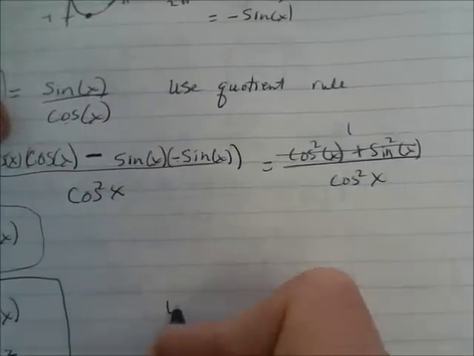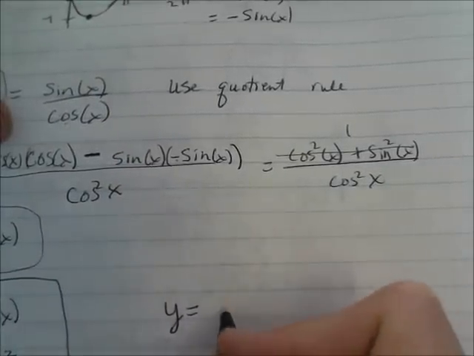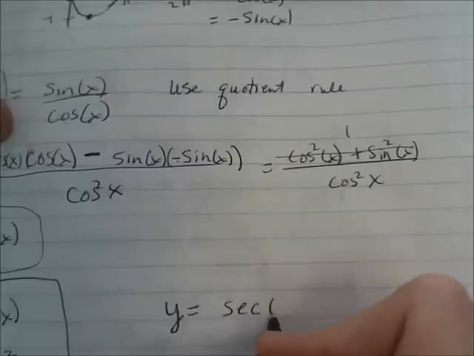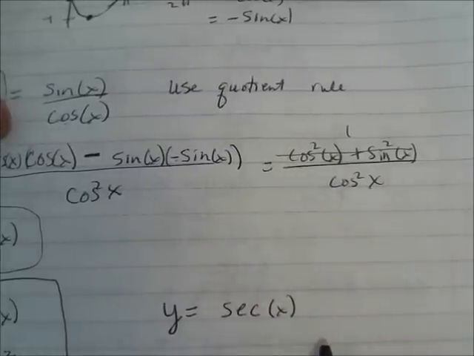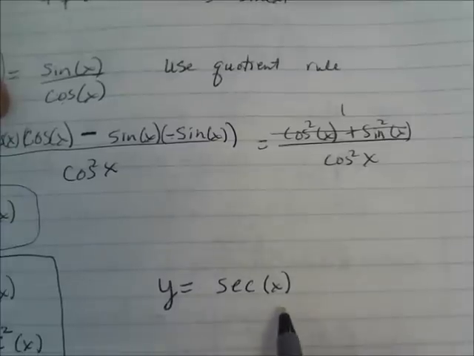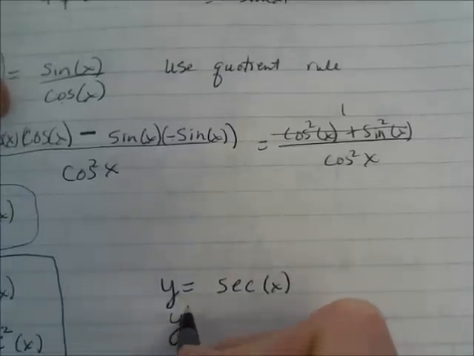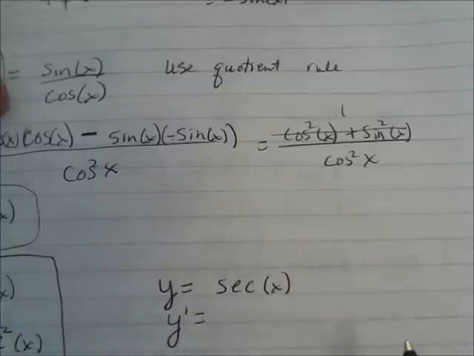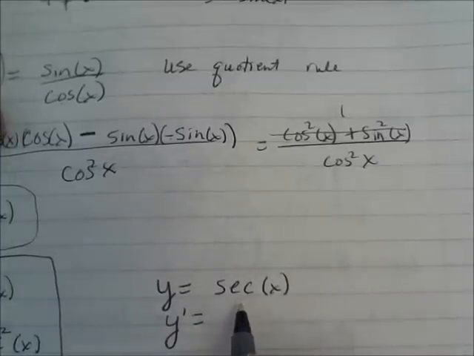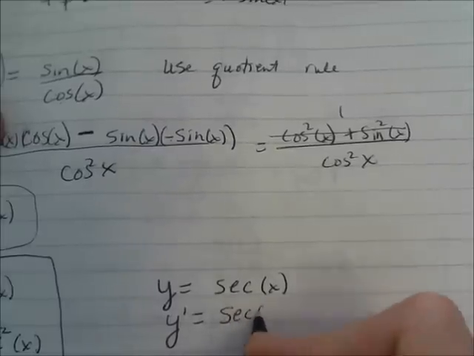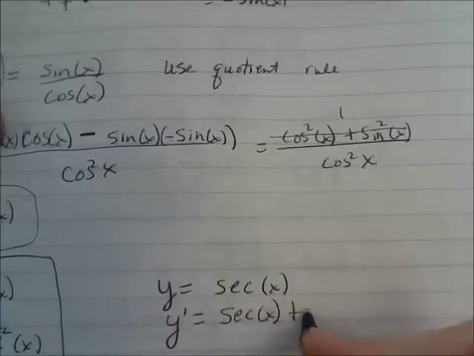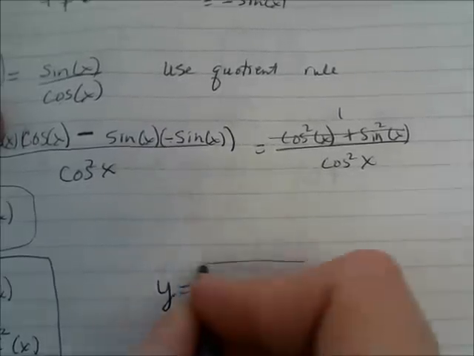The next one is y is equal to, let's say we are given the secant of x. Secant is 1 over cosine. So we could go through the quotient rule and figure out the derivative using the quotient rule, and I welcome you to do that if you'd like to. But in the end, you'll see that the derivative is equal to the secant of x times the tangent of x.